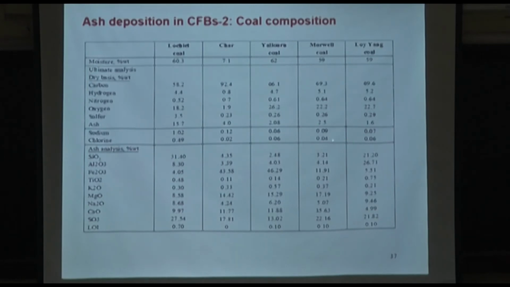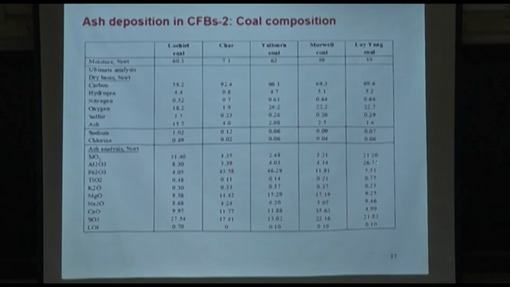Then these are okay. Sulfur level is low, but this one is very high sulfur, 3.5, very high sulfur. Then we looked at the ash analysis.